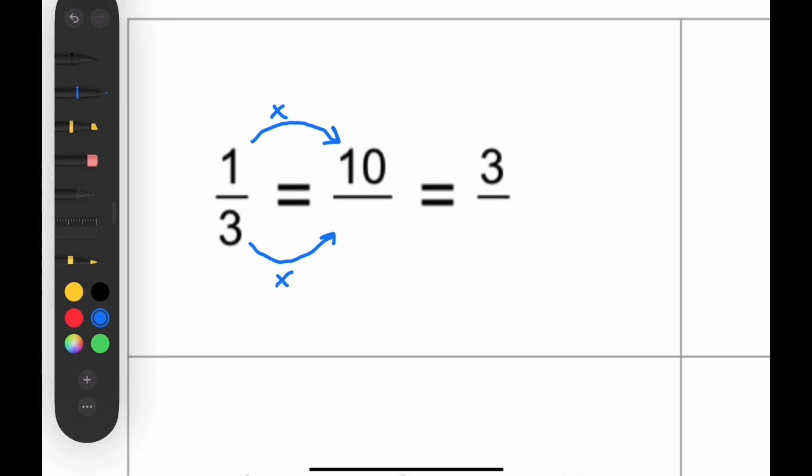I know that 1 times 10 equals 10. So I also multiply the bottom by 10. 3 times 10 equals 30. So that's my first denominator.